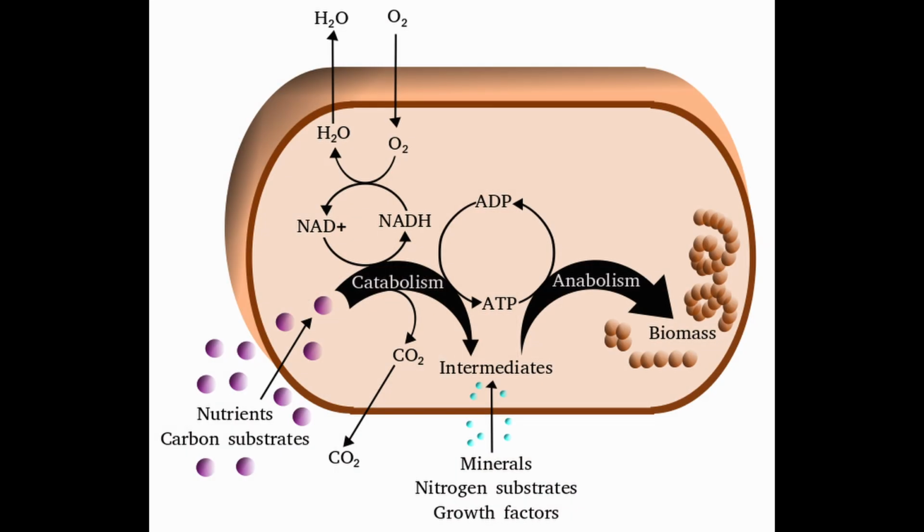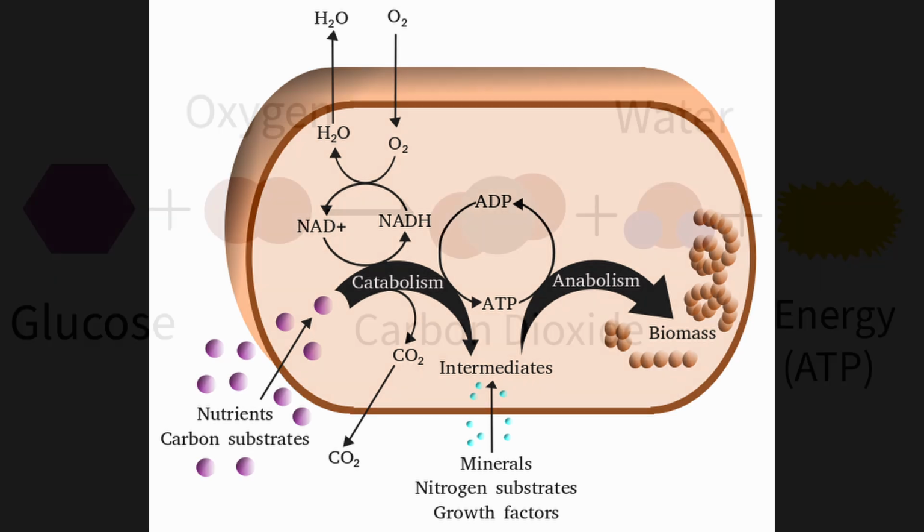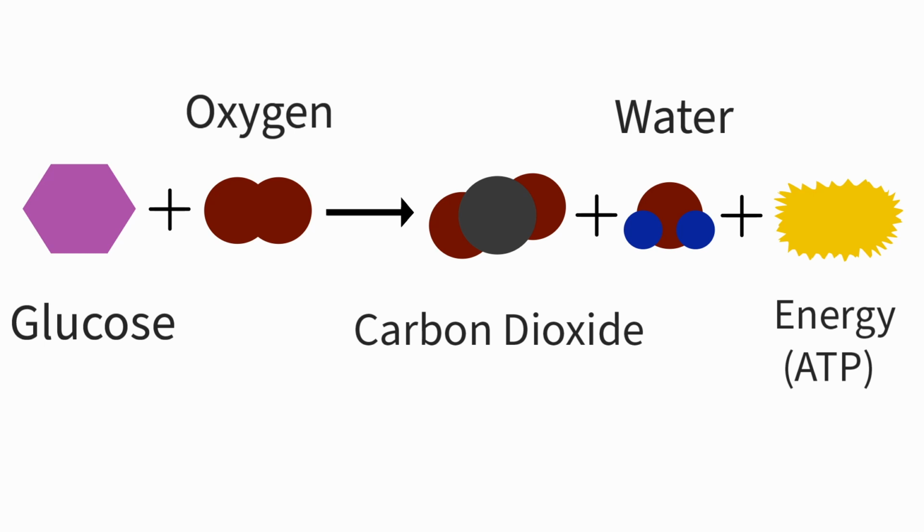Cellular aerobic respiration is the metabolic process by which nutrients, normally glucose, are converted into energy in the presence of oxygen. Inputs of glucose and oxygen are used to produce ATP, which is energy, along with water and carbon dioxide as byproducts.